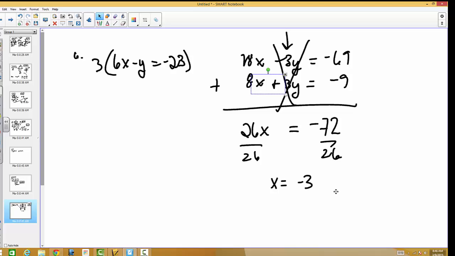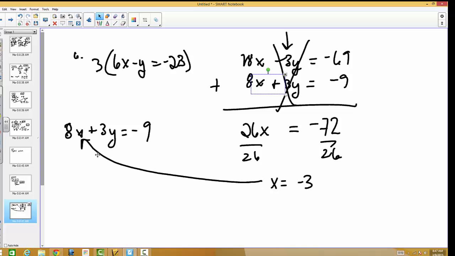And now you need to plug that into one of the original problems. I would say the second one's easier because there's less negatives. But it doesn't matter. You'll get the exact same answer because this is your solution. This is where these two lines cross. This is the one point that these two lines both share in common that works. Okay, you can plug it into the other one if you want and see if you get the same answer.